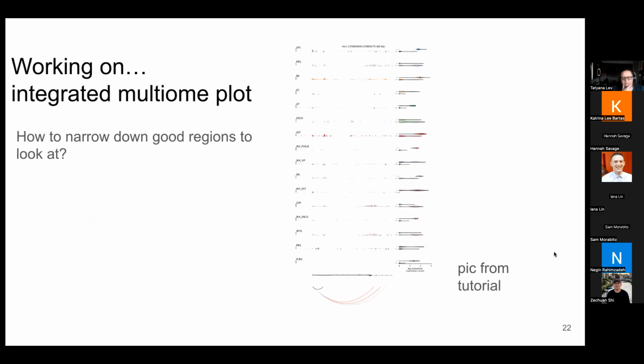I'm currently still working on some of the plots. For example, this integrated multi-ome plot. You have probably seen variations of this if you work with multi-ome data from Seurat and SCENIC. My issue is I'm trying to figure out the best way to select the regions and genes to look at, because in the results there are literally thousands of them. So it's not clear how to select the best ones. In the tutorial, it's just shown as an example where they picked something, but it's not clear how to go about methodically picking the best one. So I'm still working on that.